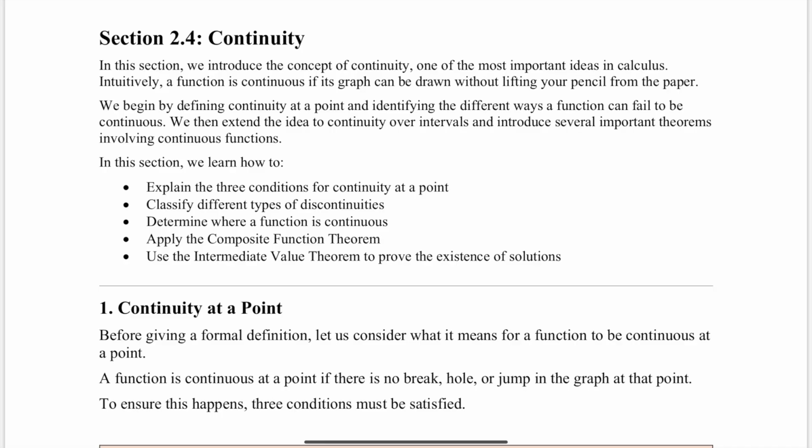Before we jump into the formal definition, let's think about what it means for a function to be continuous at a single point. If I say a function is continuous at some number x equals a, what does that really mean? It means there's no break, hole, or jump in the graph at that point. Nothing strange happens there. But in calculus, we don't just rely on pictures. We need a precise definition. So here it is.